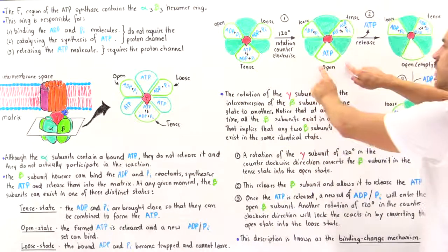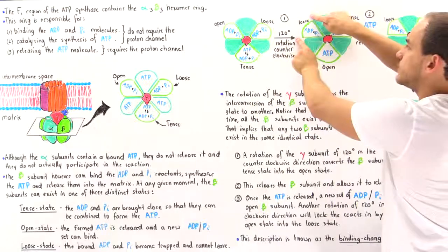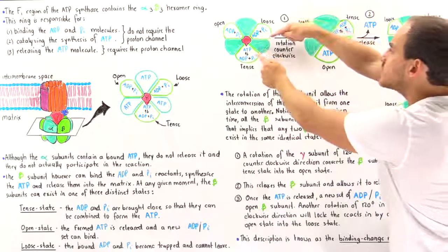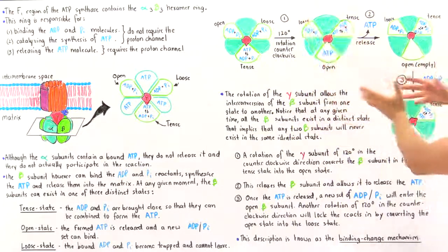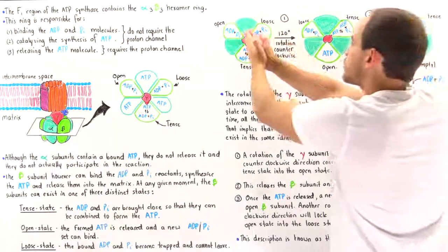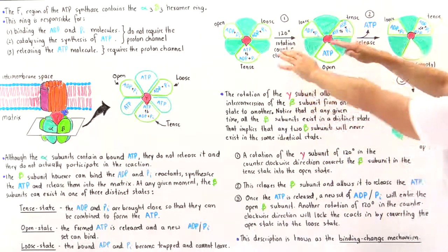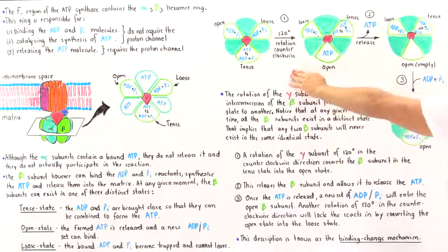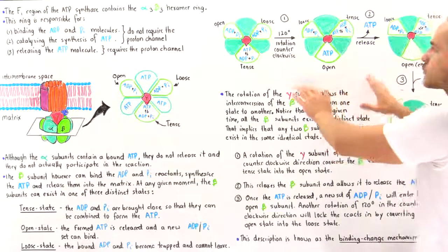This will now exist in the open, this will now exist in the tight, and this one will exist in the loose. And so once we synthesize the ATP, once this rotation takes place, only then will the ATP actually be able to leave this structure here. So once this rotation takes place, this is in an open state, and in the next process, step 2, this ATP molecule will be released from this structure and will travel into the matrix of the mitochondria.